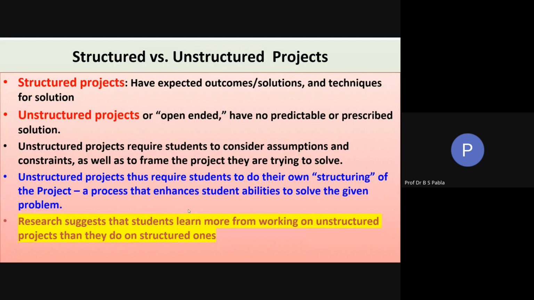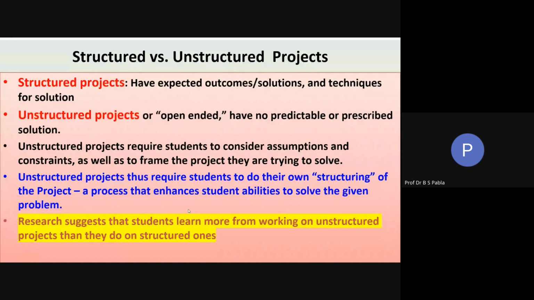But more projects are of unstructured pattern, or they are open-ended and have no predictable or prescribed solution. Unstructured projects require students to consider assumptions and constraints. They have to come up with what assumptions they are making. If the assumptions are not correct, the project will fail. That means they have to think about what type of assumptions they will take, and what the constraints are.